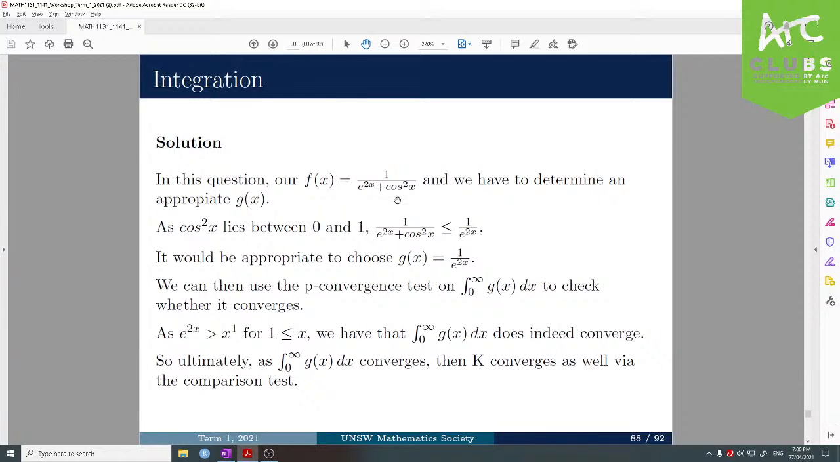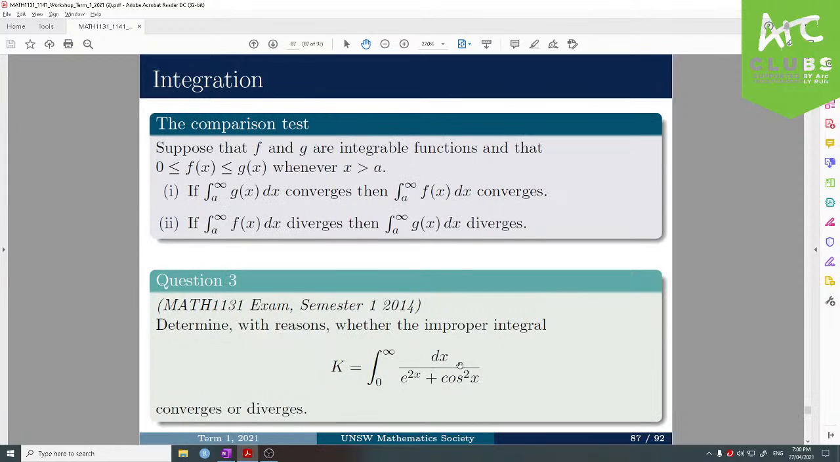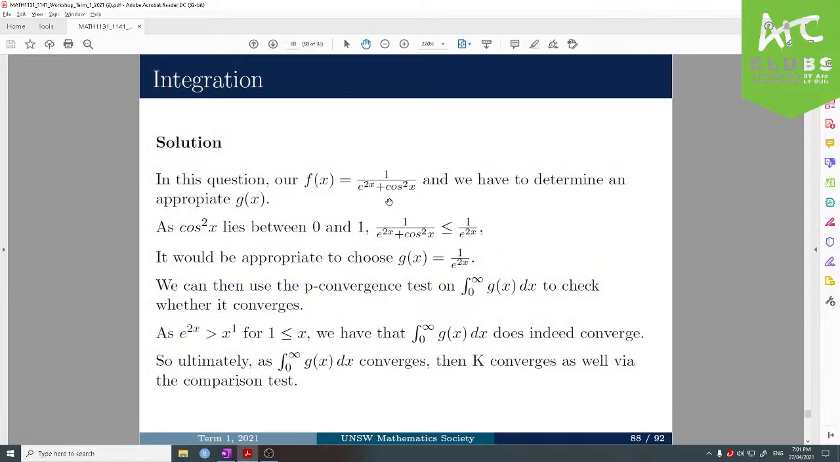The thing inside the integral here is 1 over e to the power of 2x plus cos squared x, and we have to find an appropriate g(x). Cos x lies between -1 and 1, and so cos squared x lies between 0 and 1. That means 1 over e to the power of 2x should be greater than or equal to 1 over e to the power of 2x plus cos squared x, simply because cos squared x is between 0 and 1, so this fraction must be smaller. And so it would be appropriate to choose g as 1 over e to the power of 2x.